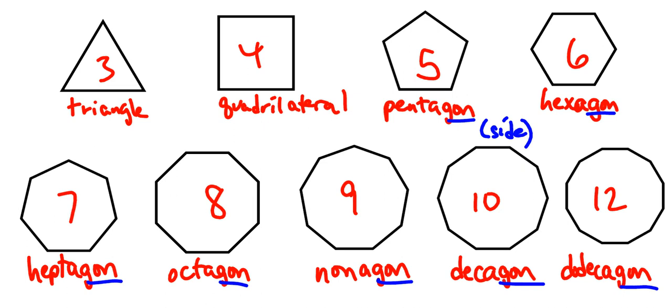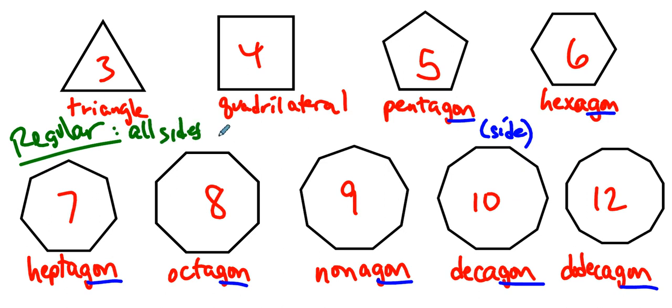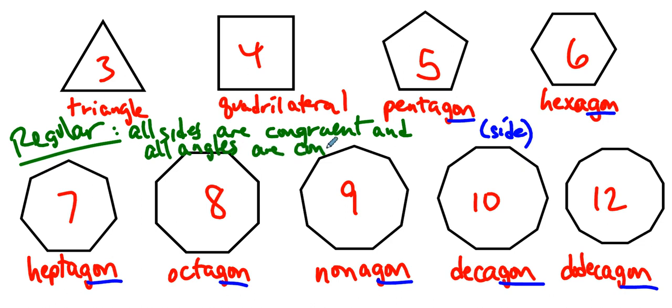I should also note that all of these polygons are what we call regular, and all the ones in this picture are regular. And what does that mean? Regular means that all the sides are congruent and all the angles are congruent.